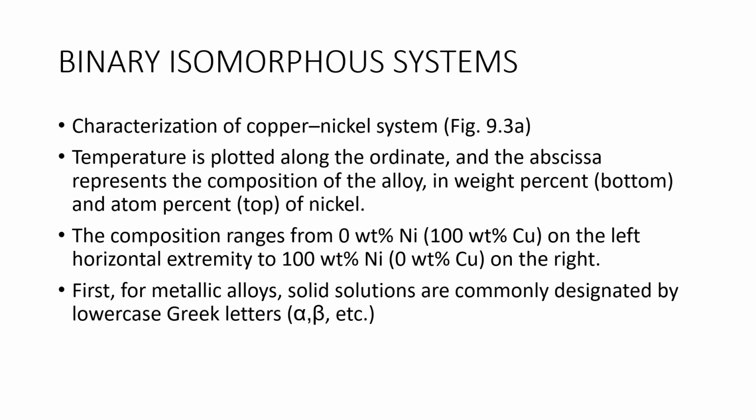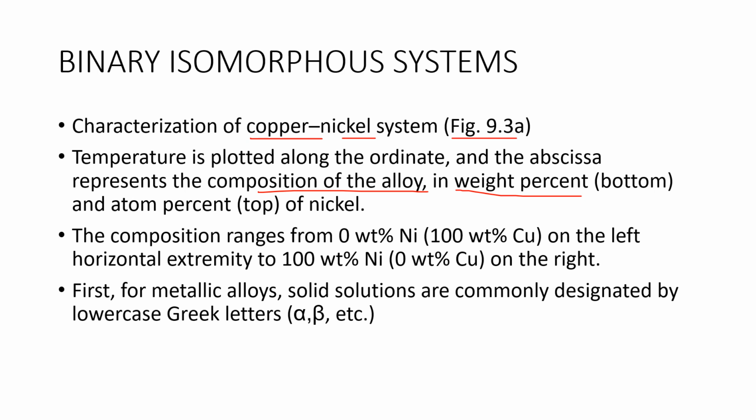Binary isomorphous system. We can explain the binary isomorphous system with respect to the attached figure in the upcoming slide, figure 9.3a. Temperature is plotted along the ordinate, and the abscissa, the horizontal axis, represents the composition of the two alloying elements. One is copper, the other is nickel.